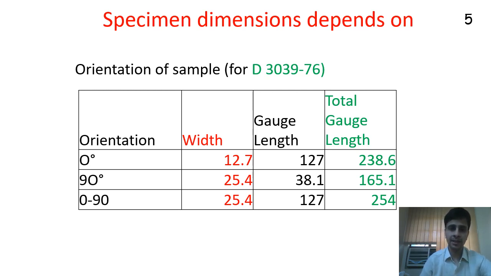And also, if you look at this slide, you will see that the prescribed width for 90-degree samples is twice as much as 0-degree. Can you guess why? Think about it. I will tell you the answer in the next lecture.